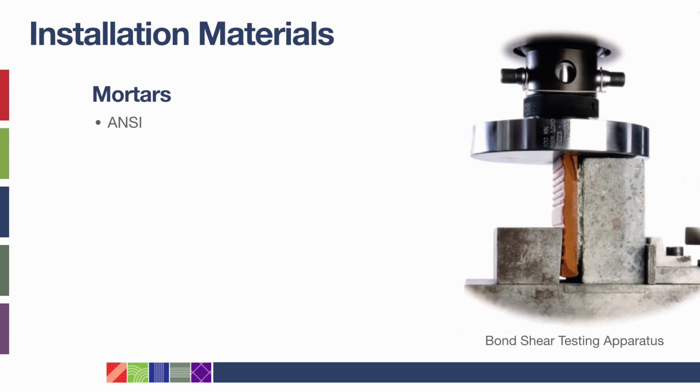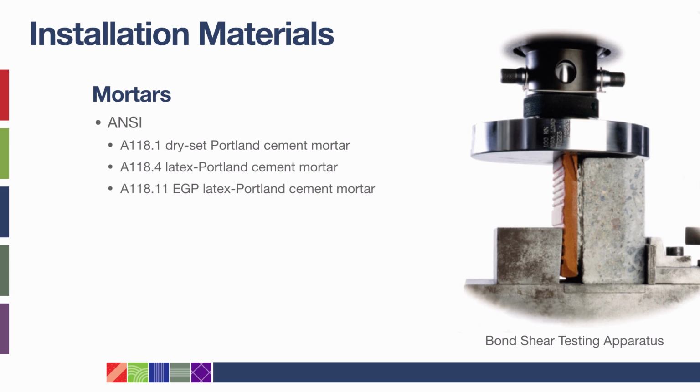ANSI offers 4 performance classifications for Portland cement mortars: A118.1, A118.4, A118.11, and the newly established A118.15. With these 4 performance classifications, the tile and stone industry now has separate and distinct performance specifications. Used in conjunction with the ISO 13007 performance standard, architects and installers can now select the level of performance that meet the specific application requirements.